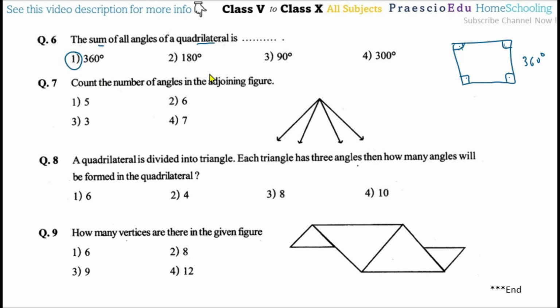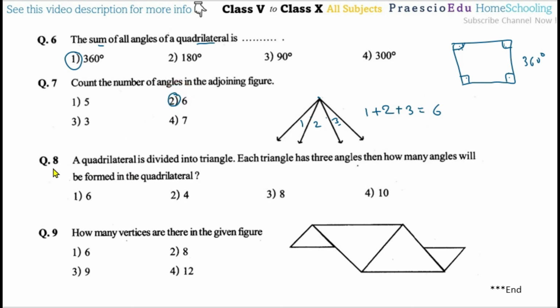Now question number 7, count the number of angles in the adjoining figure. This is like our previous topics, figure counting. We make the numbering 1, 2 and 3 as the common vertex and common lines for this one. So we take the triangular number, the addition of 1, 2 and 3. The addition is a total of 6, so option number 2 is correct.